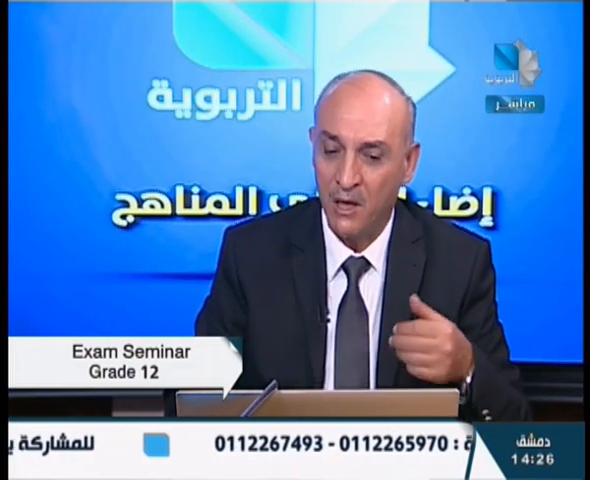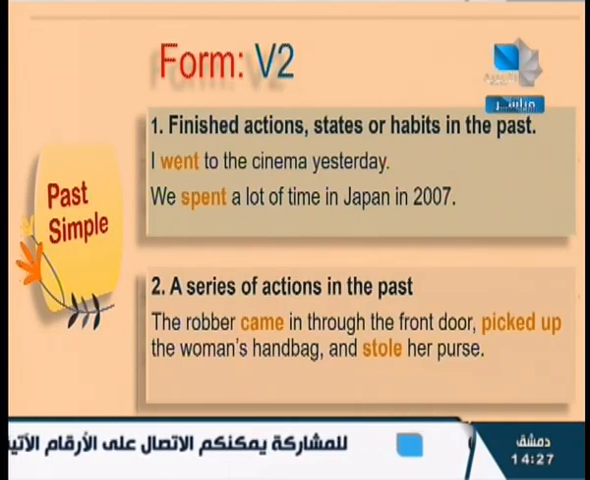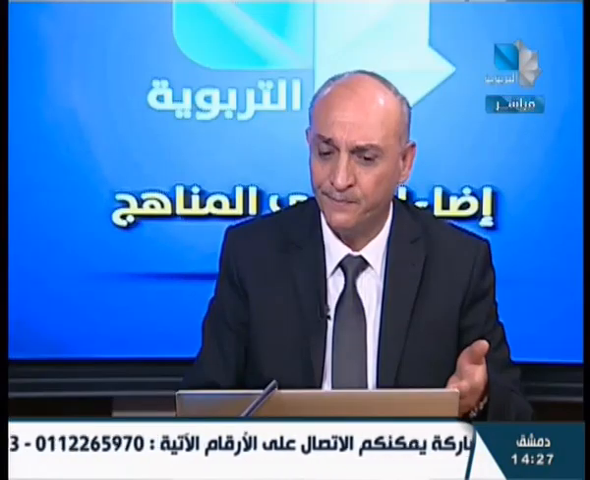Of course, here, for the first one, dear students, when we say I went to the cinema yesterday, of course we are talking about finished actions, states, or habits in the past. We can also use the past simple to say when the action happened. I went to the cinema yesterday. So here we use the past simple with a specific time to say when the action happened. We spent a lot of time in Japan in 2007. Means when. So here, I think it's very clear and so easy. Okay, let's go on.